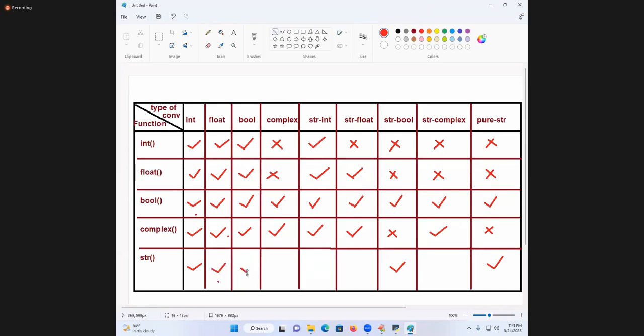Did you understand today's topic? Easy or difficult? So you have to remember this diagram tomorrow also. You have to remember this diagram tomorrow also.